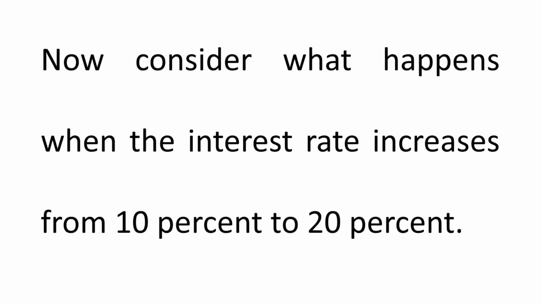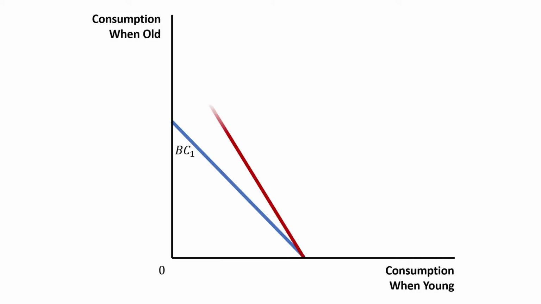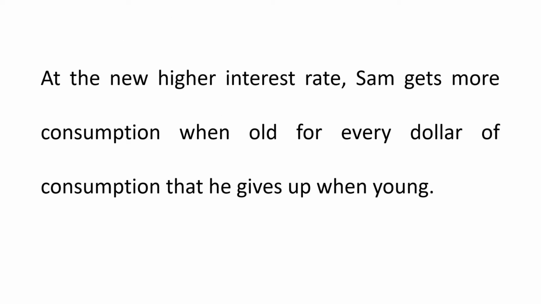Now consider what happens when the interest rate increases from 10% to 20%. Let's suppose that this is budget constraint 1. Now when the interest rate has increased from 10% to 20%, the budget constraint will look like this. This is the new budget constraint BC2. So basically the budget constraint will shift outward and become steeper. At the new higher interest rate, Sam gets more consumption when old for every dollar of consumption that he gives up when young.